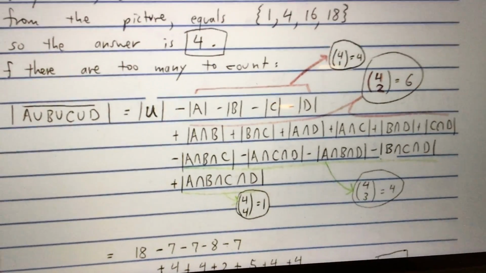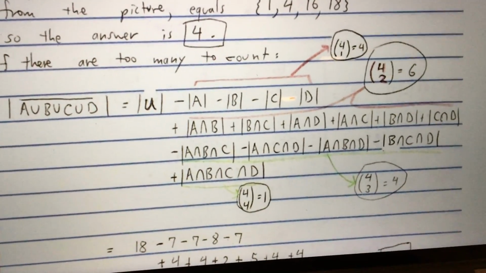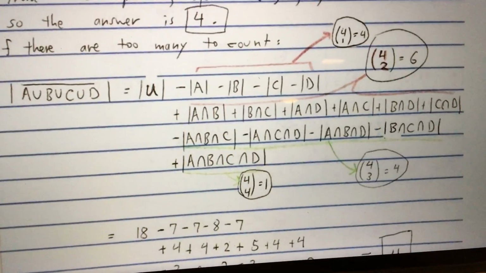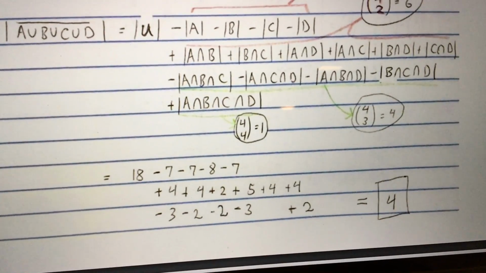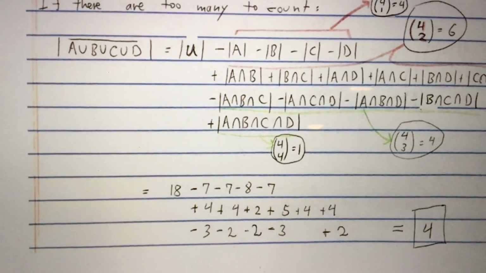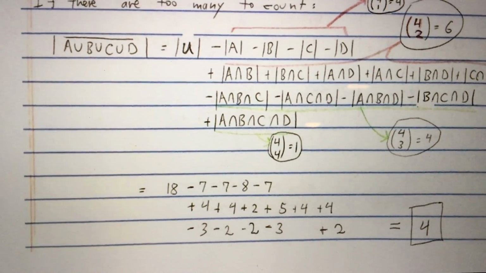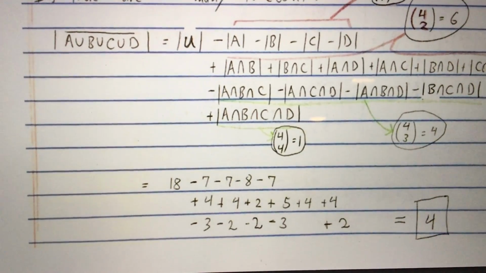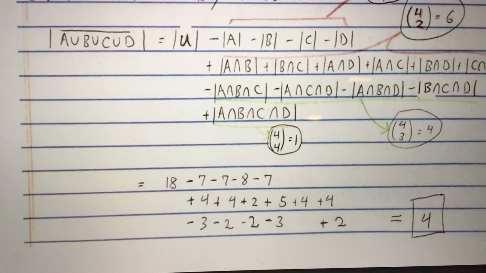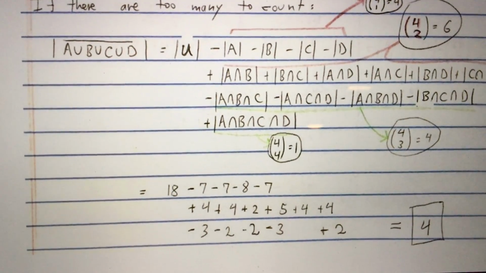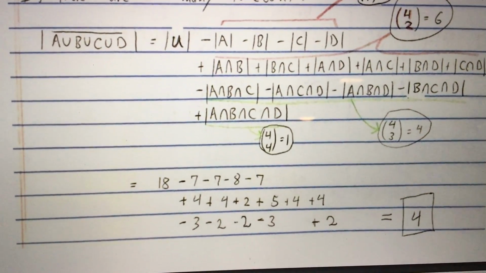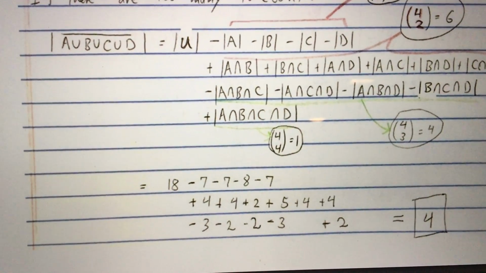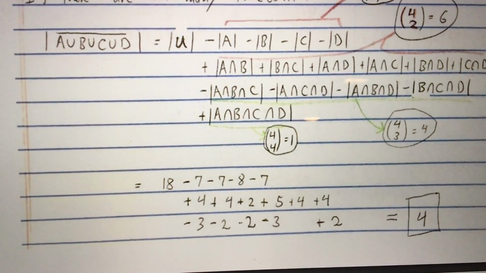So those circled numbers, just to be clear, are telling you how many calculations to do, not the actual values of the calculations. Here are the actual values of the calculations. There were 18 elements in U to begin with. Then there were, in the 4 sets, 7, 7, 8, and 7. You can go back up and look at them, or print it out if you want. Then in the two-way intersections, there were 4, 4, 2, 5, 4, and 4. In the three-way intersections, there were 3, 2, 2, and 3.